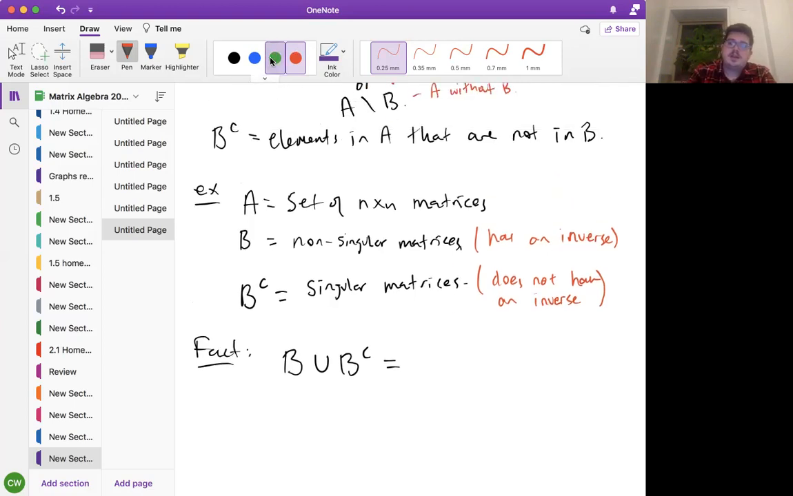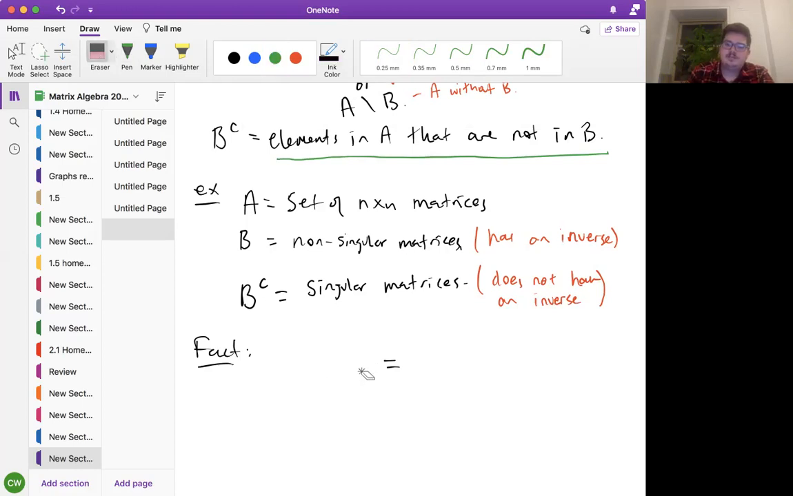So, elements in A that are not in B. N by n matrices that are not non-singular, so singular. Is that better? Sure.